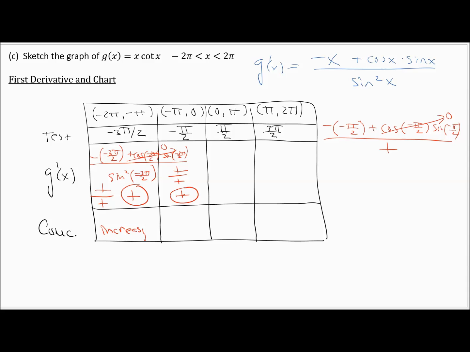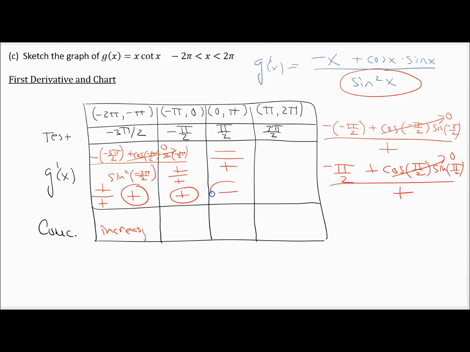I'm going to do the same thing for negative pi over 2. So watch this. The negative, remember, is in the derivative. I'm plugging in negative pi over 2 for this x, plus the cosine of pi over 2 times the sine of pi over 2, divided by something squared, which is always positive. Unless it's 0, but remember, we're not plugging in values that give us 0. Okay? Now, negative pi over 2 is negative, plus cosine of pi over 2 times sine of pi over 2 is 0, because cosine of pi over 2 is 0. So this is a negative divided by a positive, which is overall a negative value. So the interval before we were increasing, and now we are decreasing.